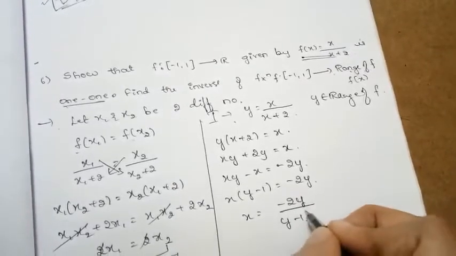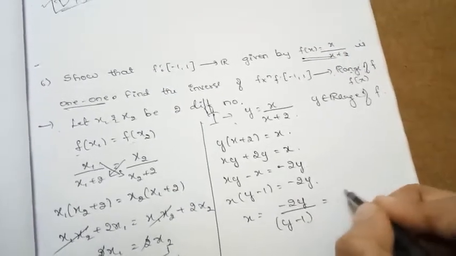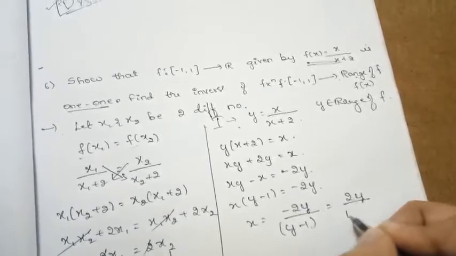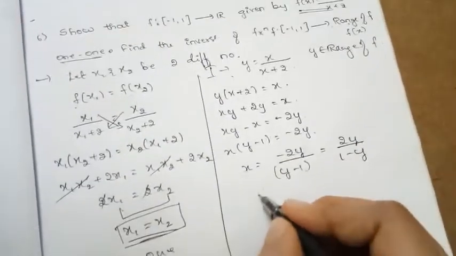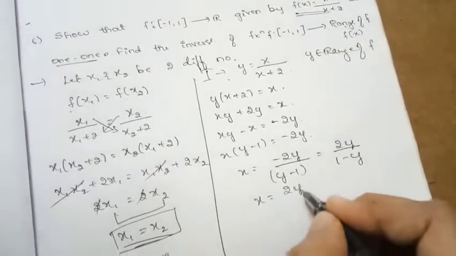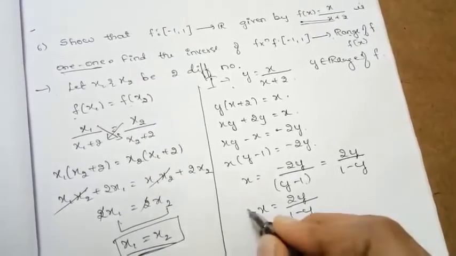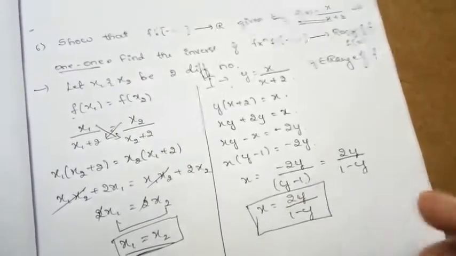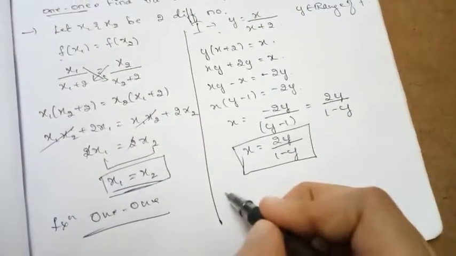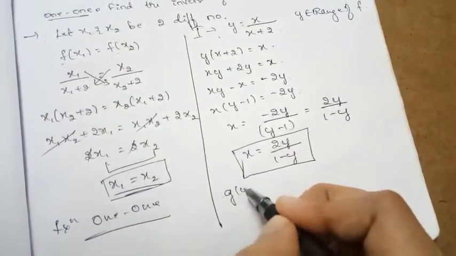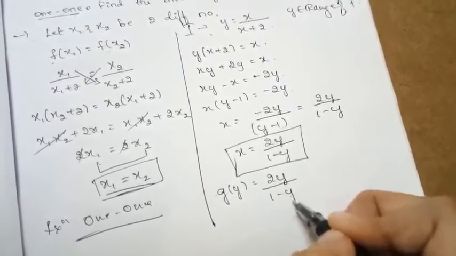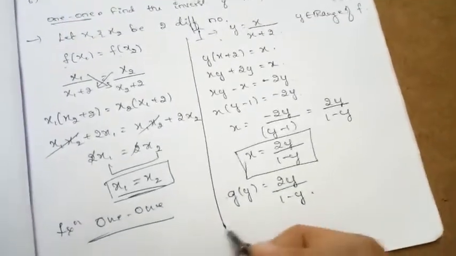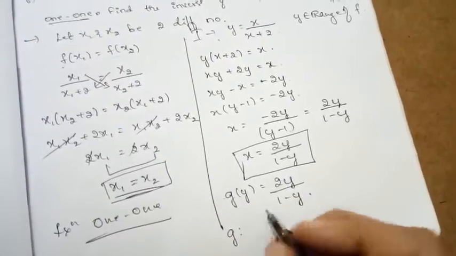If in the denominator also I take minus outside, it means 2y divided by 1 minus y. That minus and this minus get cancelled. So here x is equal to 2y divided by 1 minus y. So now I have expressed x in terms of y. Therefore I am calling g of y equal to 2y divided by 1 minus y, where g is a function from where?